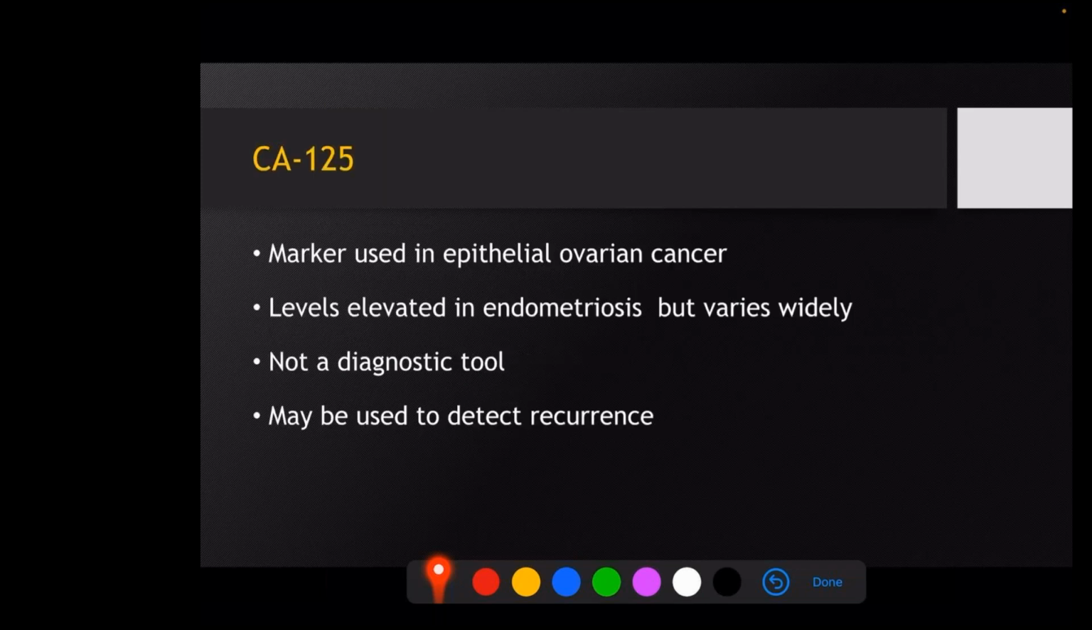Another diagnostic factor is CA125. Tumor markers like CA125, alpha fetoprotein, lactic dehydrogenase are useful in the diagnosis of malignant ovarian tumors. CA125 is a tumor marker for epithelial ovarian cancer. The levels are elevated in endometriosis but vary widely. Therefore, it is not a diagnostic tool for the diagnosis of endometriosis, but may be used to detect recurrence. The level of 35 units per ml is used as cutoff value for the diagnosis of malignancy.